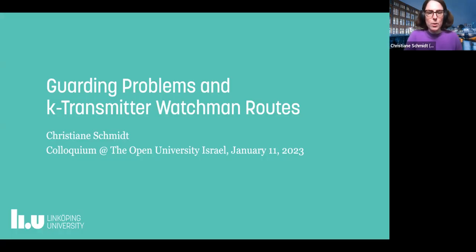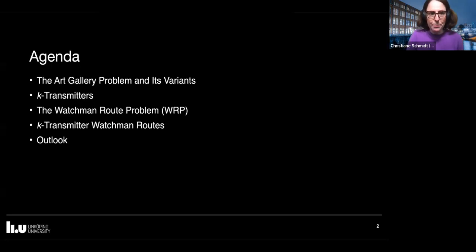Let's look a bit at what agenda I have planned for today. First we'll look at really introducing the problem. What is the art gallery problem and what are variants that have been looked at? Then we look at one specific type of variant, which are K-transmitters, and we'll see a bit what guards can do then. We'll move briefly into introducing what mobile guards are. That's what we usually call the watchman route problem. And then we'll go to a recent work from me and a colleague, which are K-transmitter watchman routes, and then we'll go into a few details there, and then I give a general outlook on these problems.